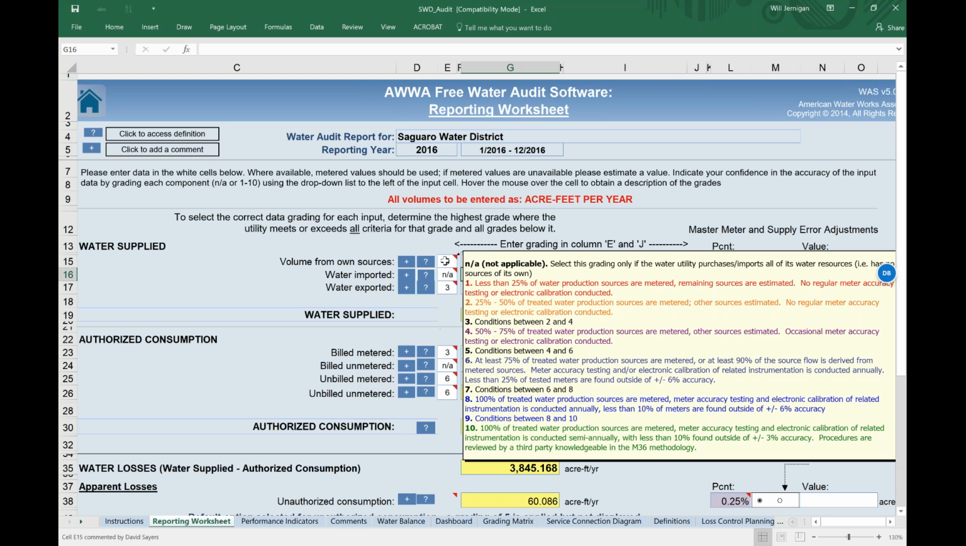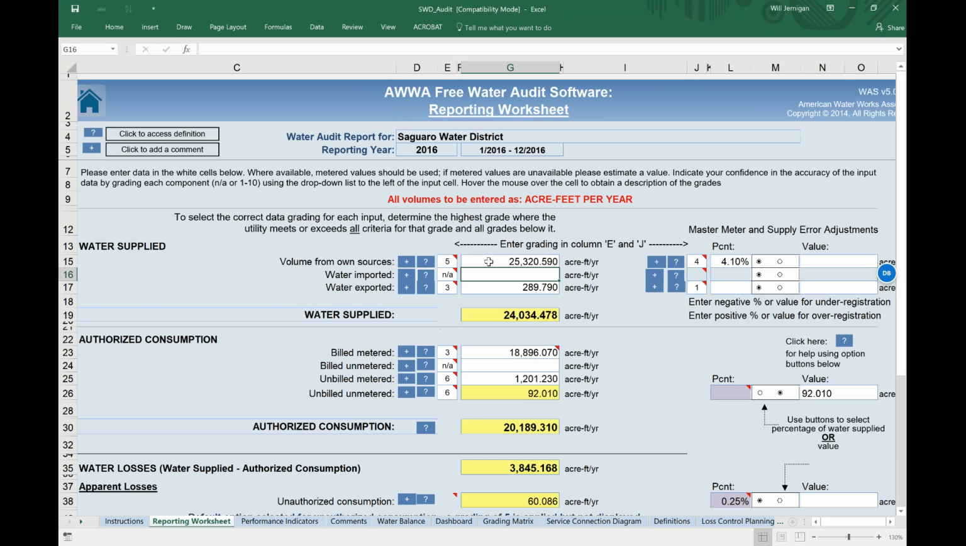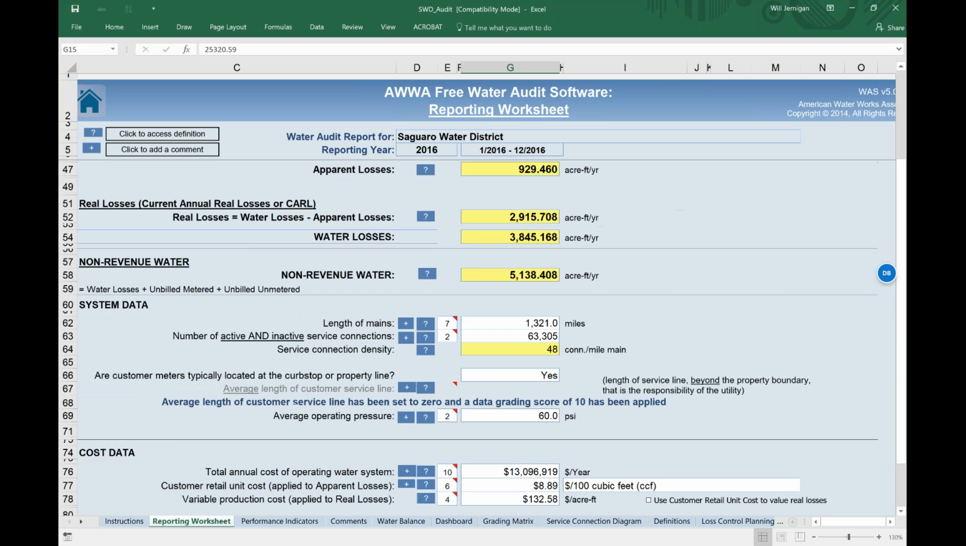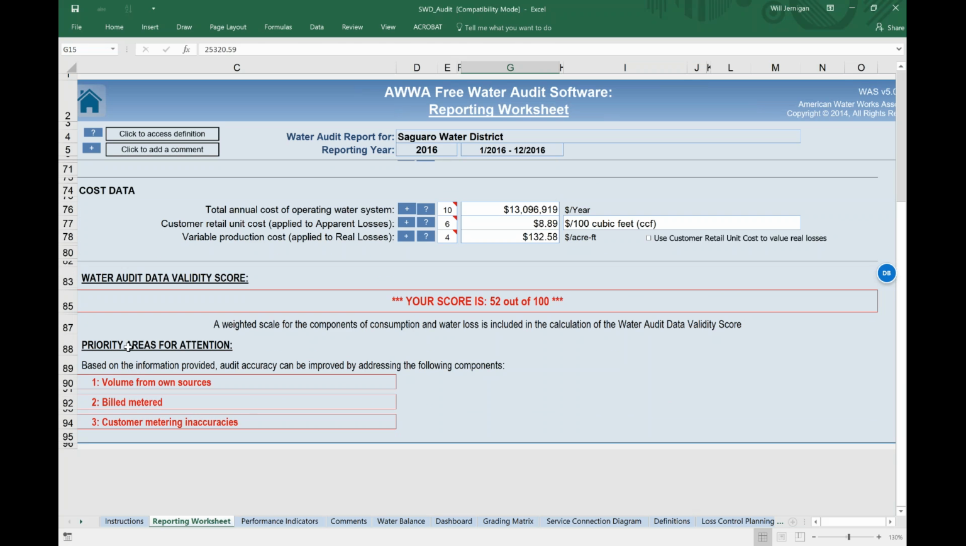But those types of decisions are utility specific, and especially when you get into costs and investments required to move, let's say, from an 8 to a 10 in a category, or from a 4 to a 6 in a category, there are costs that have to be considered, and identifying those. That's where you get to the feature that Drew pointed out, priority areas for attention.